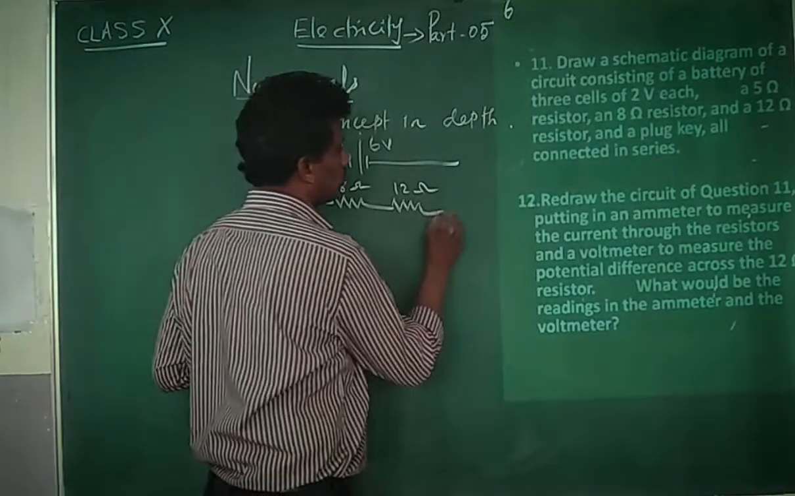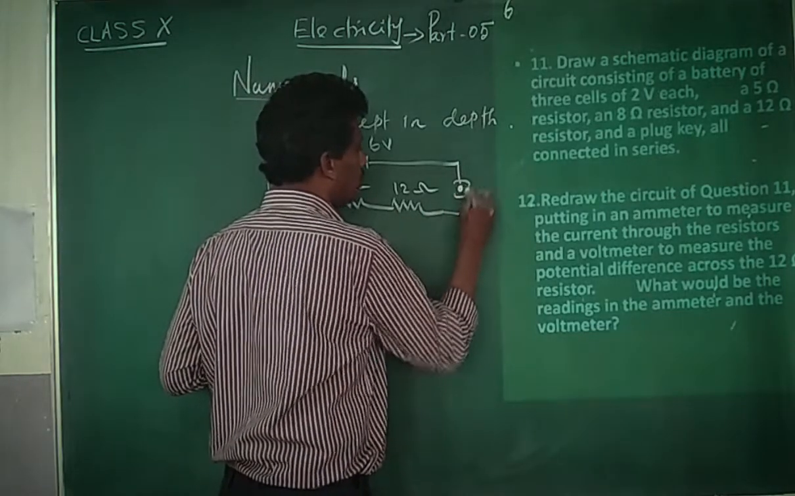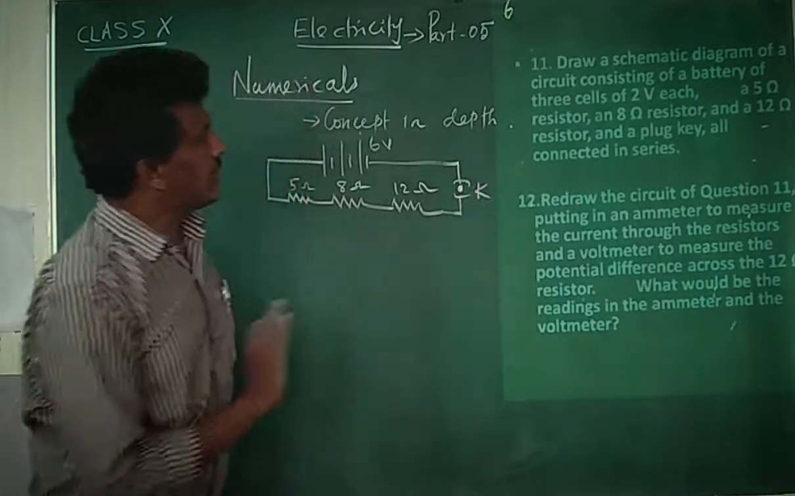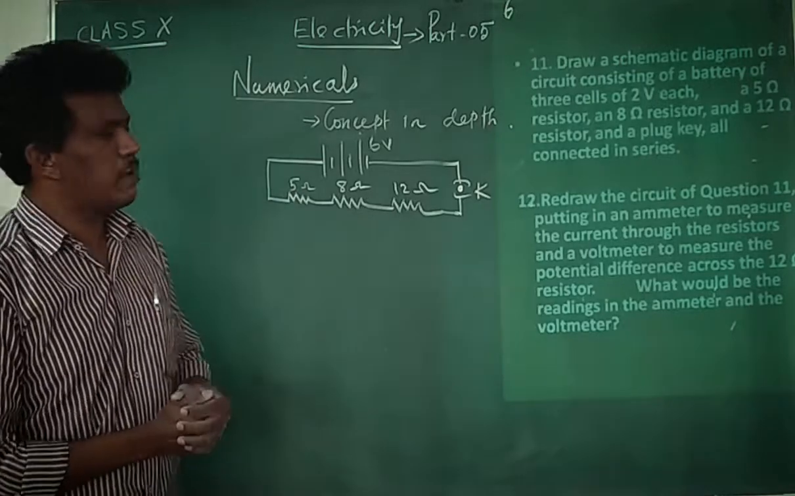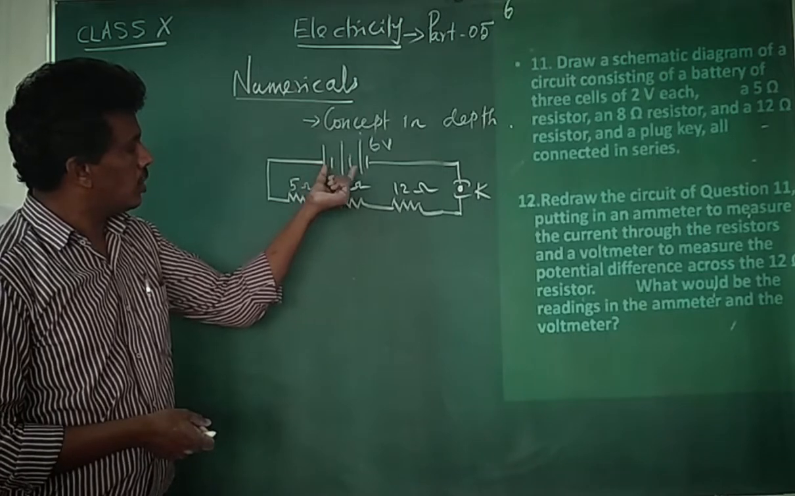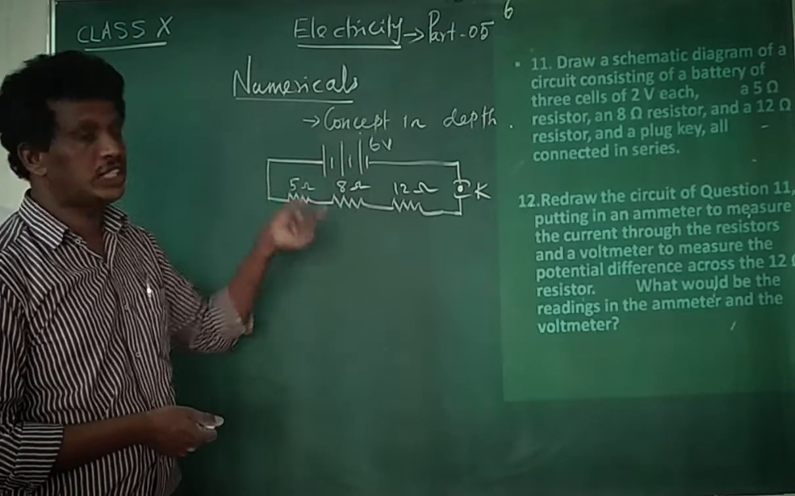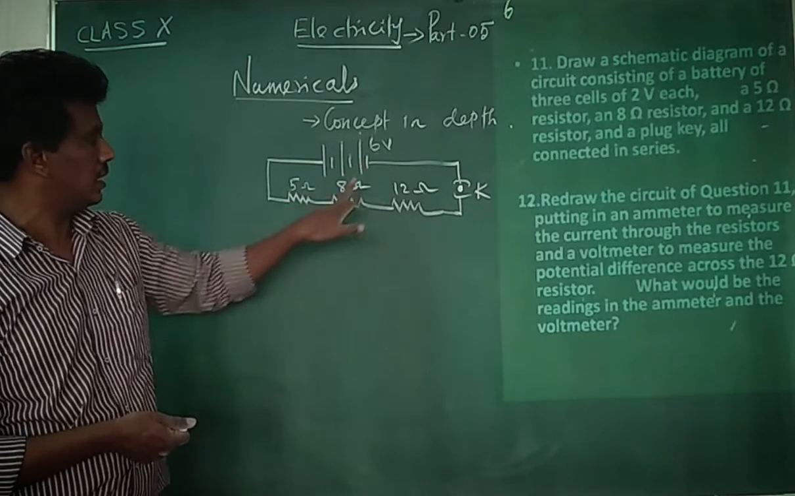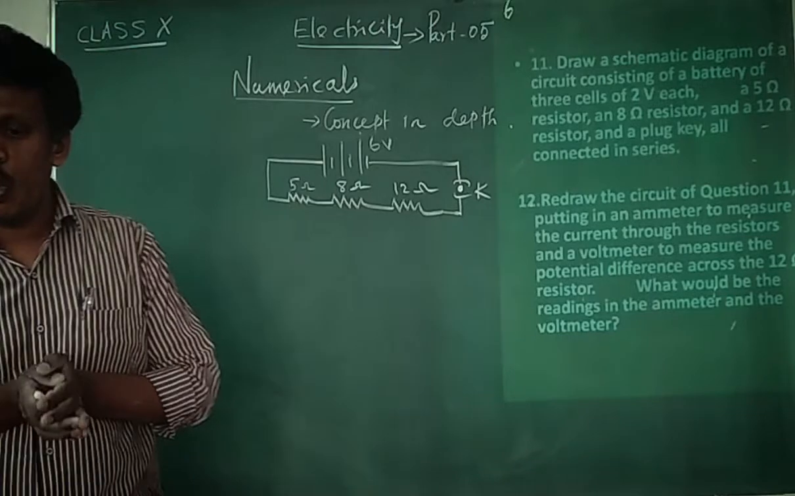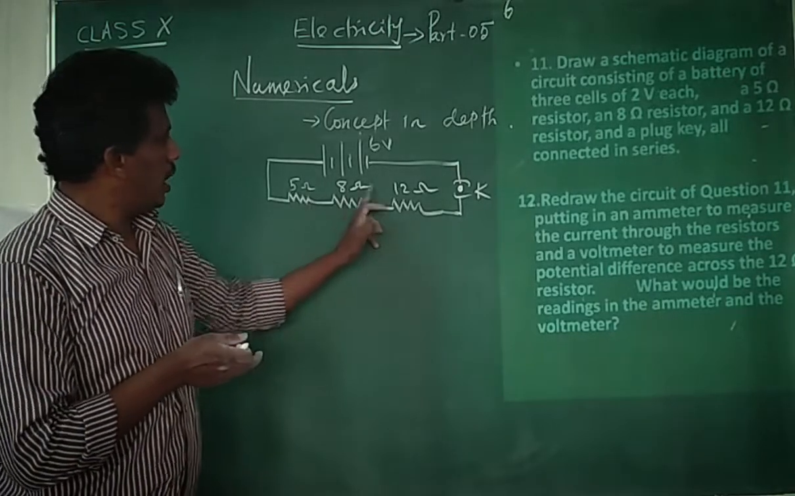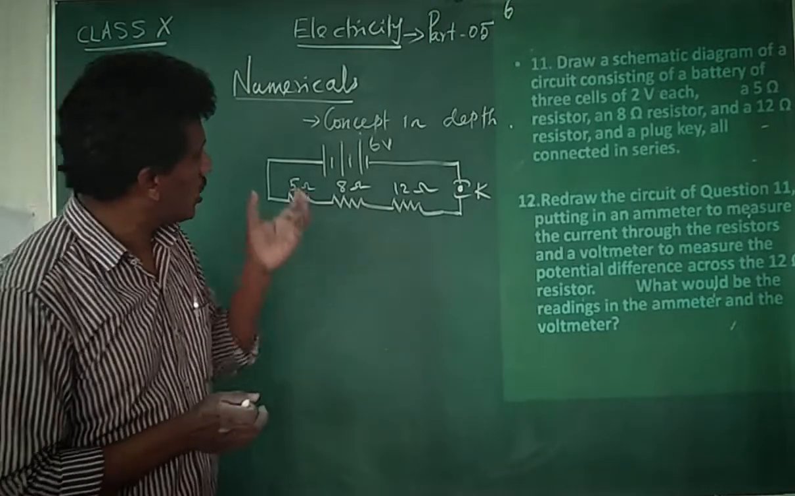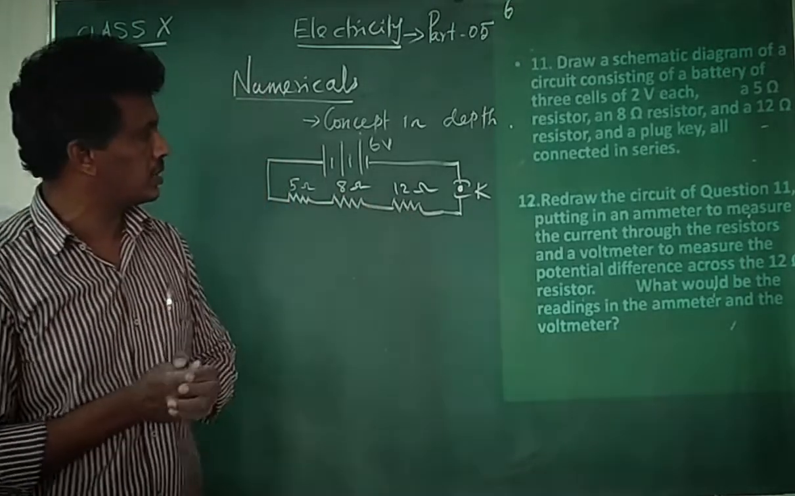I think there is no doubt here. Suppose you can put the key also here. Yes, this is the key. The question is very simple. They are asking just to draw a schematic diagram. So you have taken a 2 volt battery. How much have you taken? 3 cells of 2 volts each, so the total potential difference is 6 volts. 3 resistors are given: 5 ohm, 8 ohm, 12 ohm. I think that the question is over.